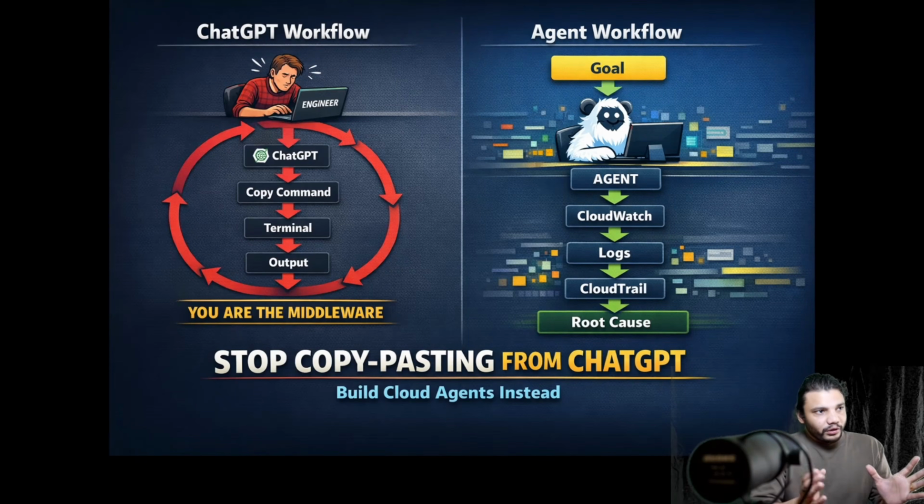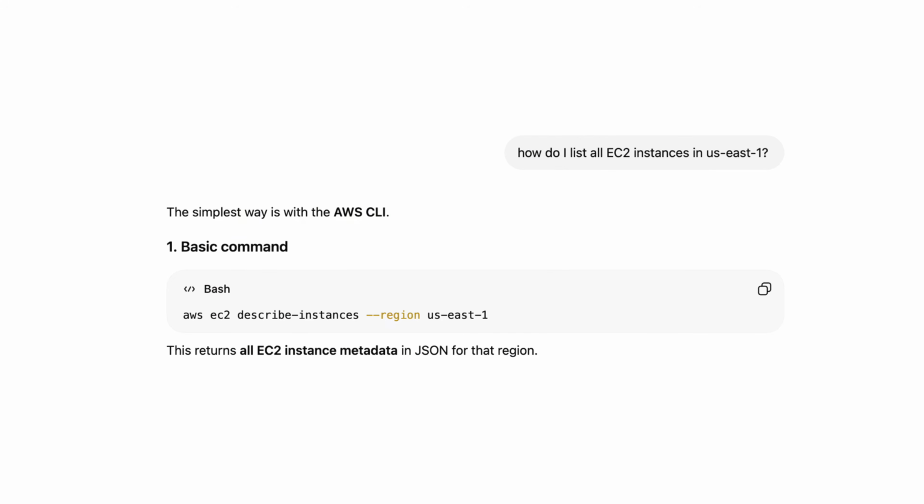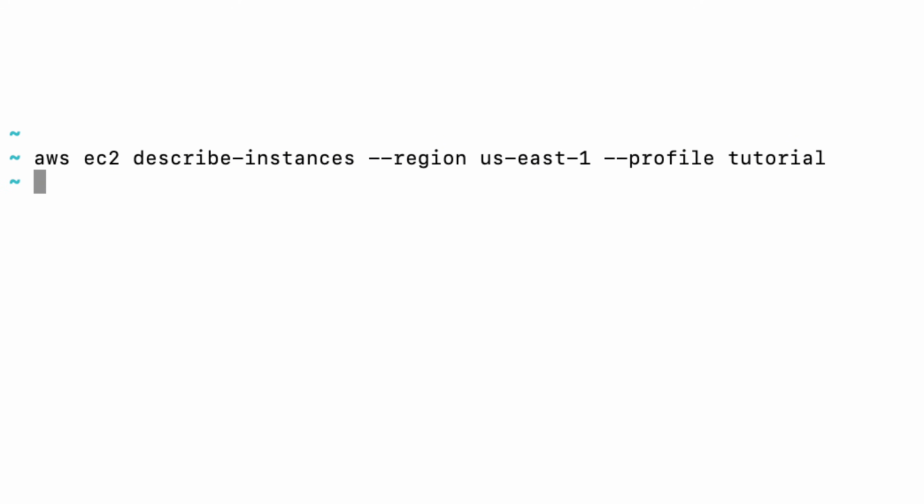What does it look like when most cloud engineers use AI today? They open ChatGPT, they type something like, how do I list all the EC2 instances in US East 1? They get a command back from ChatGPT. They copy it, they paste it into their terminal, they run it, they get the output.